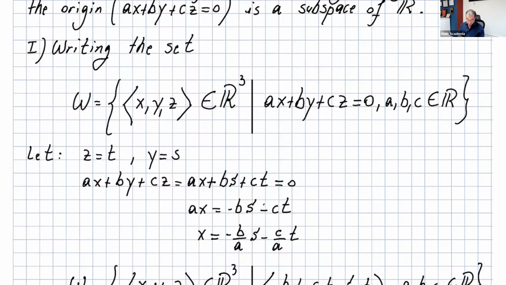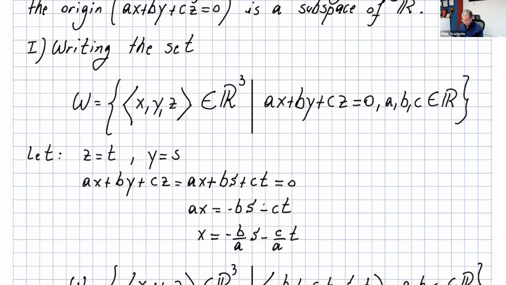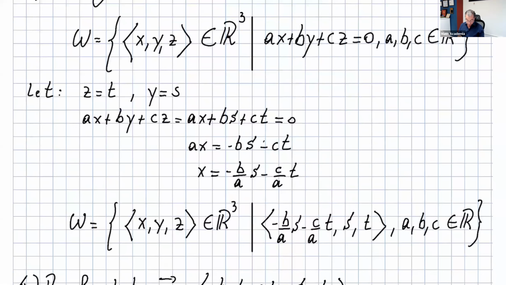Same thing, you can write the set. So we are in R3 such that we have the equation of the plane. When you have ax plus by plus cz equals 0, this is an equation of a plane passing through the origin. We are going to see this in our next lecture also. In this case, it's very good to choose parameters. It's going to make your job very easy. So I did z equals t and y equals s.